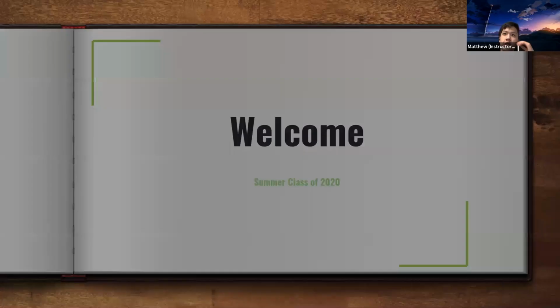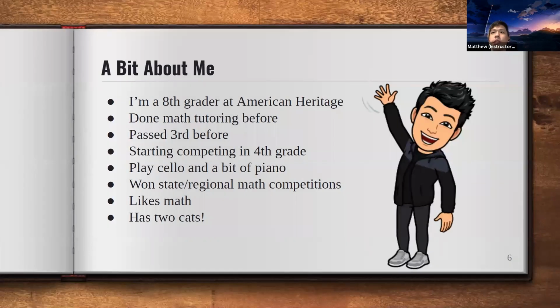So a bit about me is that I'm an eighth grader currently at American Heritage. I've tutored here before. I've successfully passed third grade, which is an achievement here. I've played cello and a bit of piano, and I've won state and regional math competitions. I like math, and I have two cats.